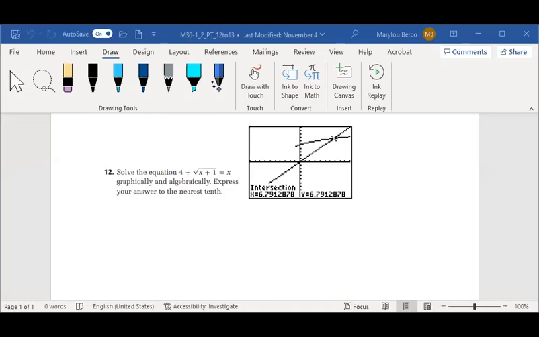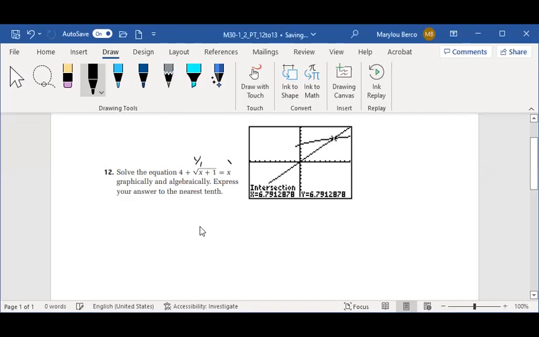12. Practice test, page 102. Solve the equation 4 plus root x plus 1 equals x, graphically and algebraically. Express your answer to the nearest tenth. Well, we put the right-hand side and left-hand side of the equation in y1 and y2, and we get the point of intersection to be 6.791, 2.878. Okay, so we have our solution.